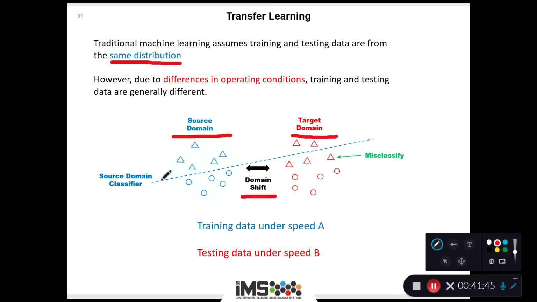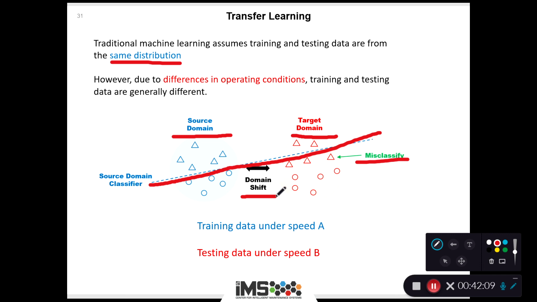So that results in our classification model being less effective in the target domain. We can see here that there are a lot of misclassifications. So due to the domain shift phenomenon, our model has low generalization ability in different conditions. That is of course not good.